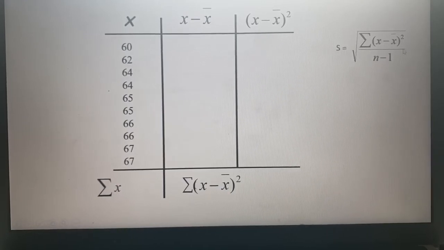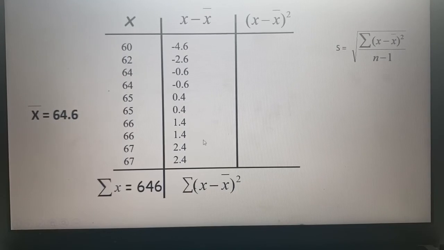First of all we find the mean. We can't do anything without having the mean, so add up all the values, which gives 646. Again there's 10 values in this data set, so divide by 10 to get 64.6. For each of these values, we're going to subtract 64.6 from them. This time I've not bothered having the working there. I've just put the answer straight in. 60 minus 64.6 is minus 4.6. 62 minus 64.6 is minus 2.6, and so on, all the way down.